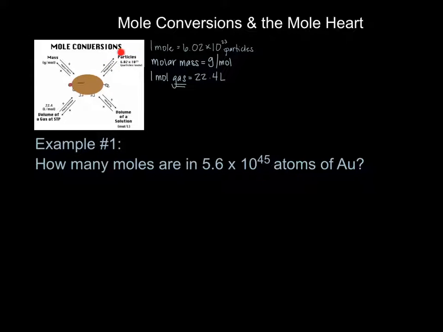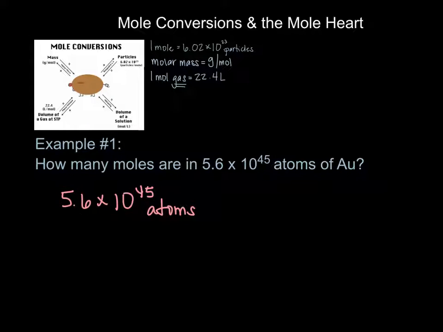So we're starting right here at particles. And they're asking us to find the number of moles, so we need to end right here. So we're going from particles to moles, which means we're going to have 1 conversion factor. Whenever you're doing your conversion factors or your factor label method, always start with what you're given. And what we've been given is 5.6 times 10 to the 45th atoms.